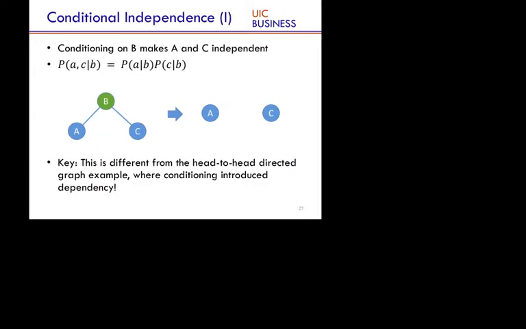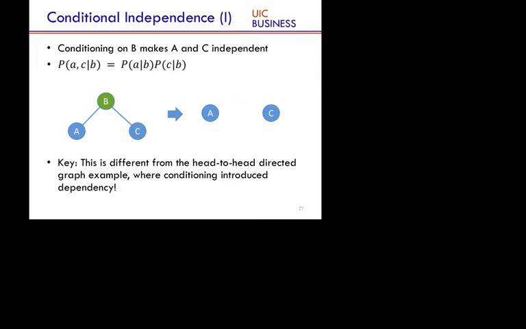So that's marginalization, but that's not very interesting. What is interesting is conditional independence. In undirected graphical models, the conditional independence concept is quite a lot simpler, and it is as follows: conditioning on B makes A and C independent. In the sense, probability of A comma C given B is probability of A given B times probability of C given B. That's the definition of conditional independence. And if the graph looks like this, and I condition on B, then A and C are independent. That's what it means.